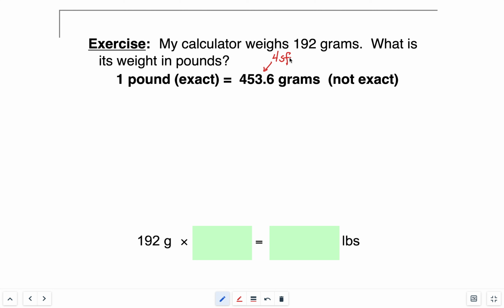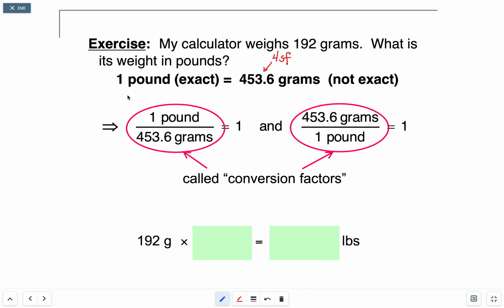Now, there's 2 different conversion factors that we can generate from this. If we divide both sides by 453.6 grams, we get this relationship. If we divide both sides by 1 pound, we get this relationship. Which one do we want to use? Well, we're starting with grams and we're trying to get to pounds. So we want pounds on top, grams on the bottom. This is the one we want to use. So let's put it in there. Grams times pounds divided by grams, grams cancels. Okay? So now we're ready to get out our calculator.